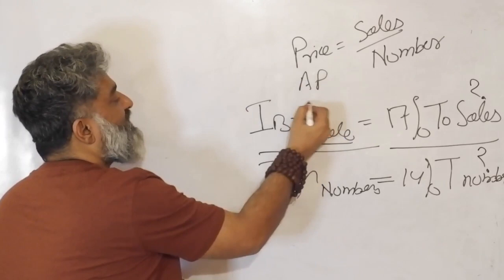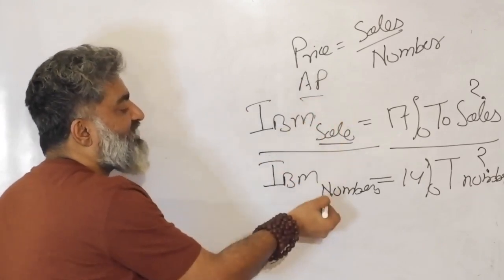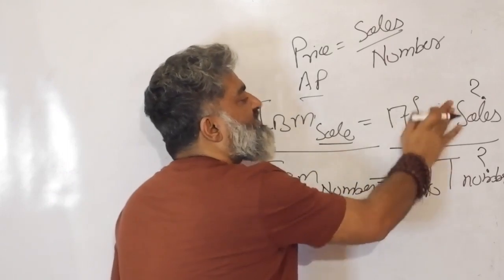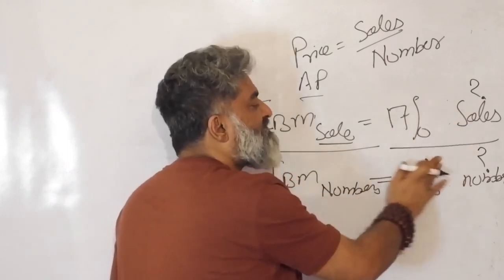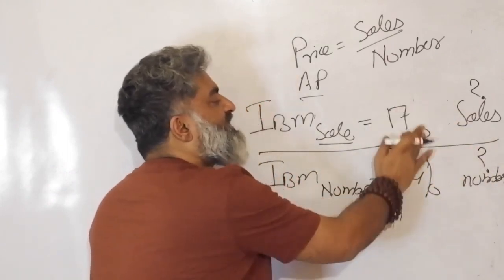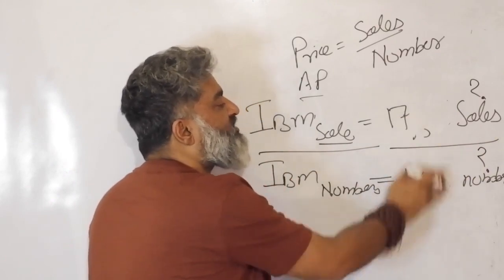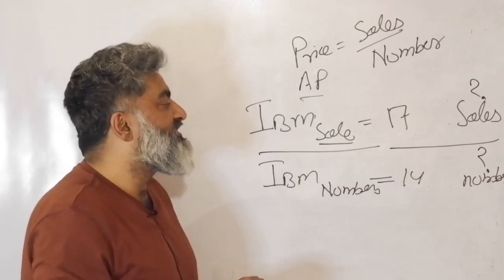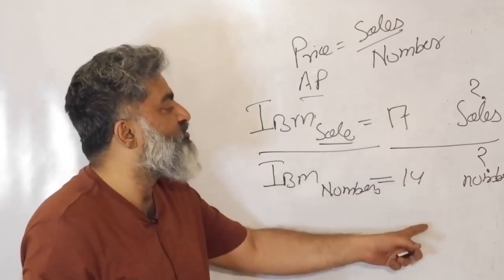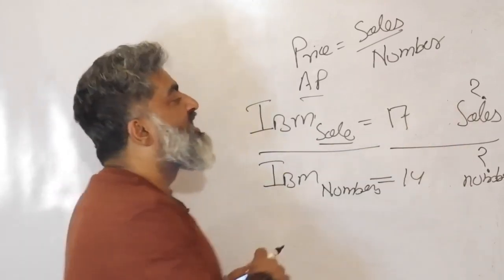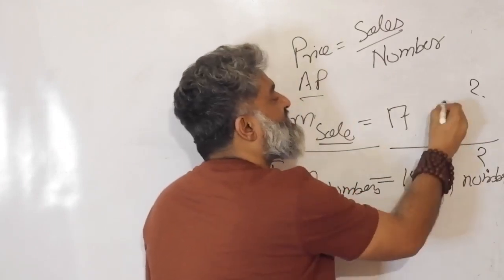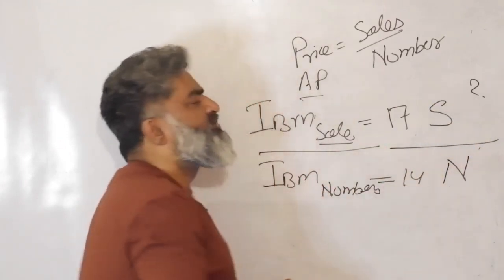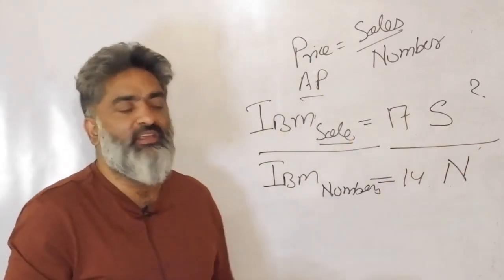Average price for IBM is IBM sale divided by IBM number, which is 17% of sales and 14% of numbers. Let me simplify my equation, right? Let me even remove this percentage symbol because that's all I'll be left with, a 17 by 14. Once I'm done with that, I see it is 17 by 14 of S by N. S is the size of the second pie chart, N is the size of the first pie chart. You can also put X or Y or any symbol there.